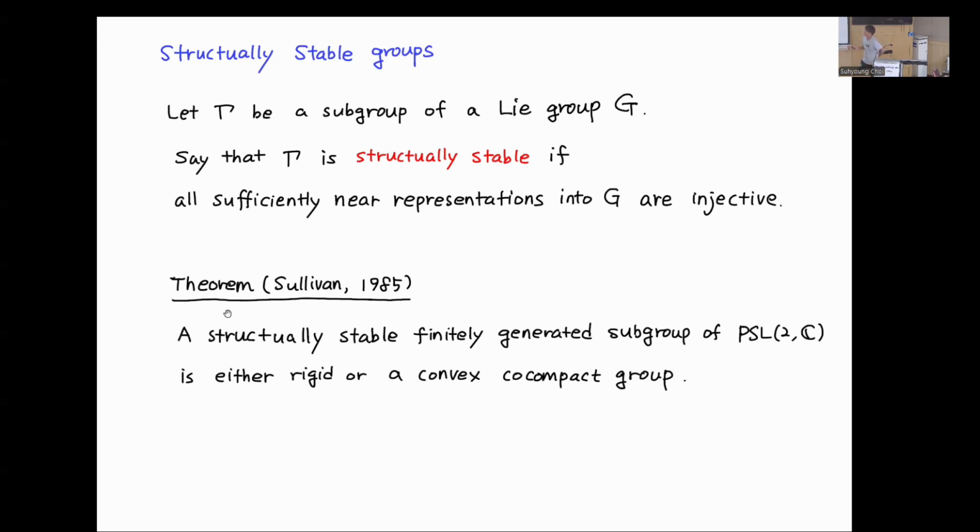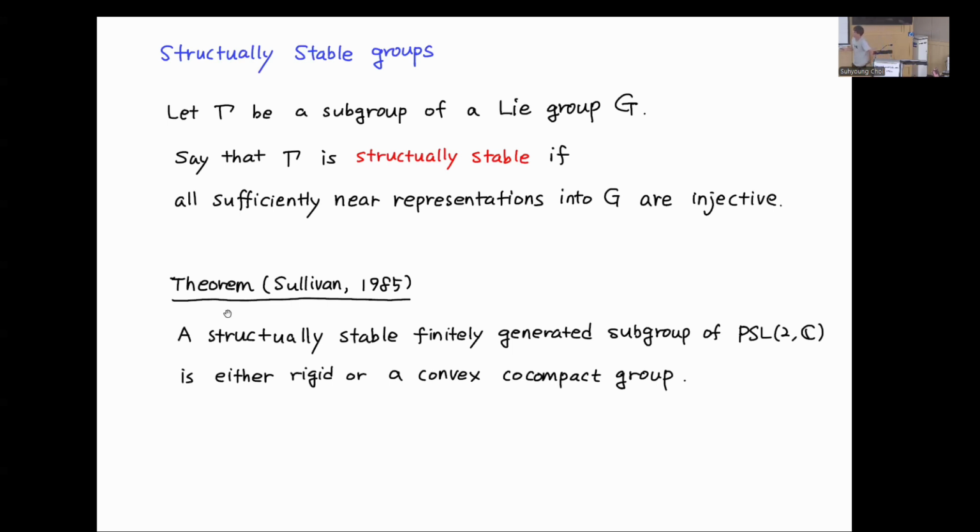Then we say that gamma is structurally stable if all sufficiently near representations of gamma into G are injective. So here the structural stability involves some injectivity, some algebraic property.